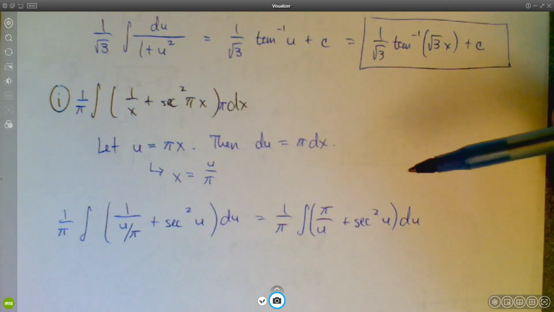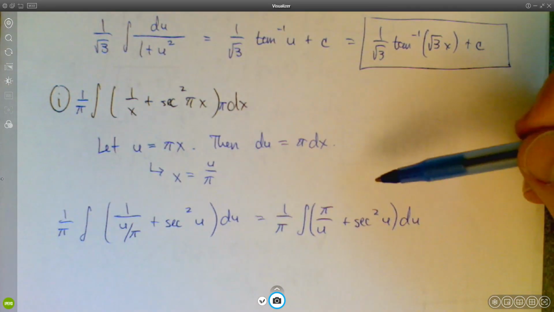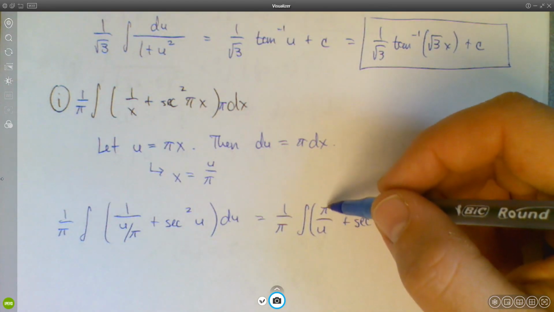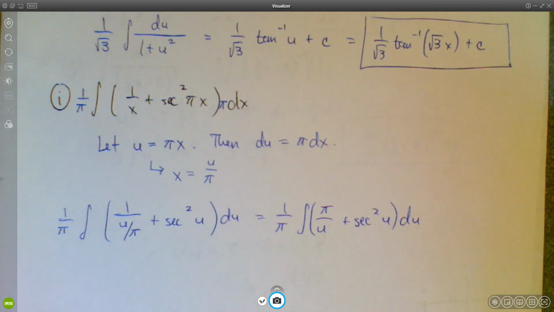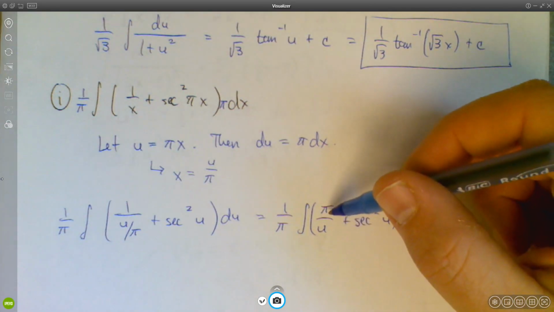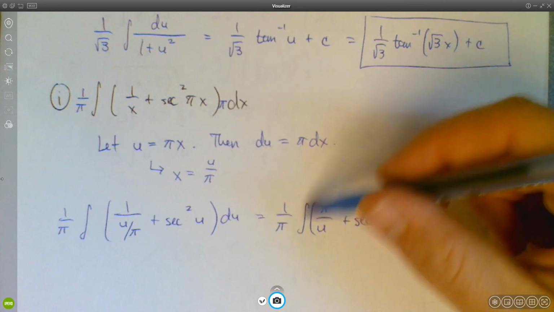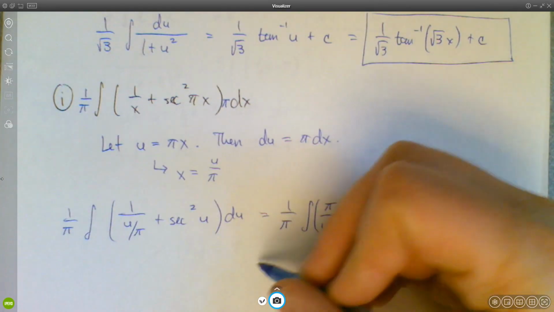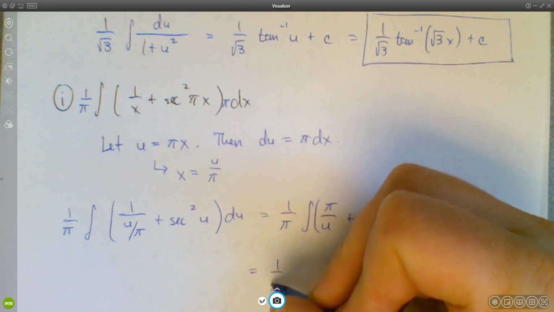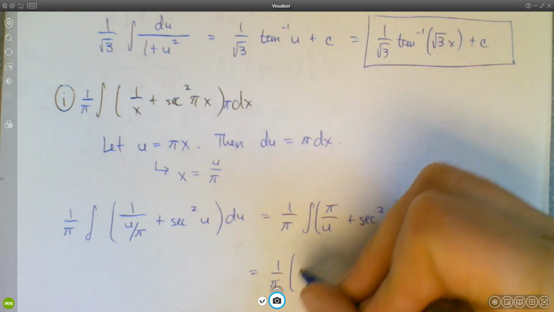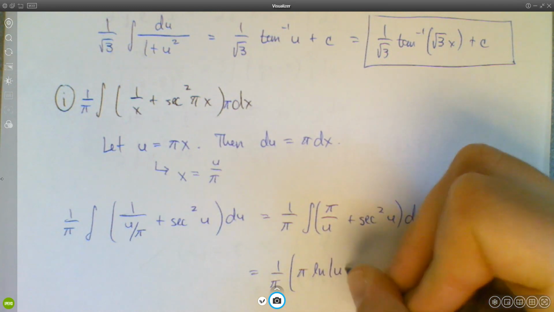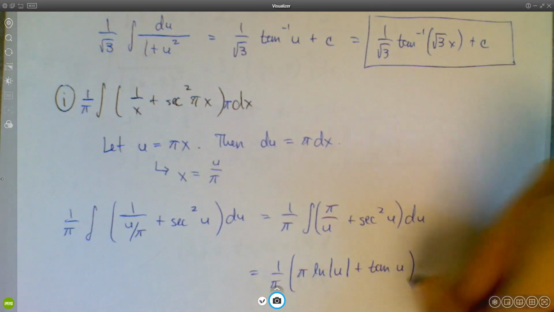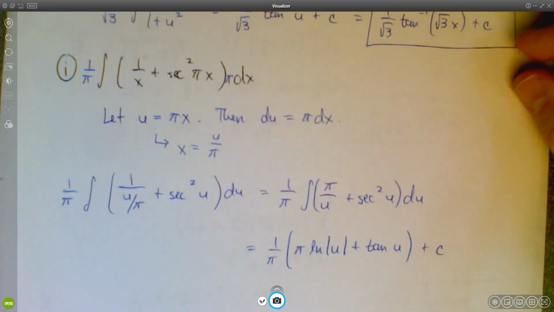Pi over u. Well, goodness, I can take the pi out for this particular one. I know that the antiderivative of 1 over u is just ln of u. So if I take the pi out of the integral, it would just be pi times ln of u, right? Okay, so this is going to be 1 over pi times pi ln u plus tangent u plus a constant. Okay?